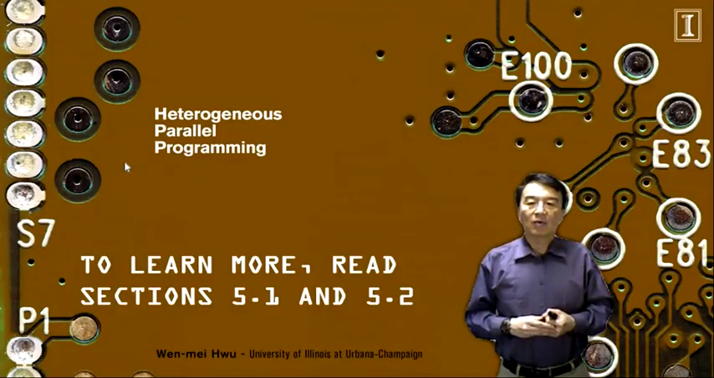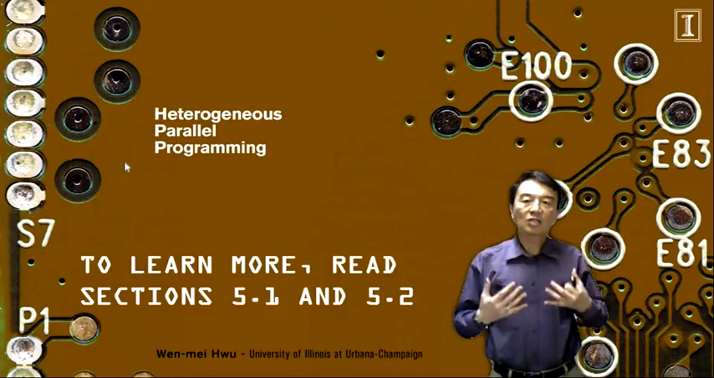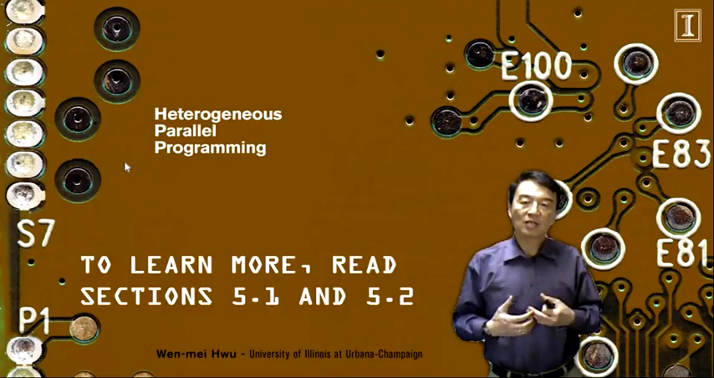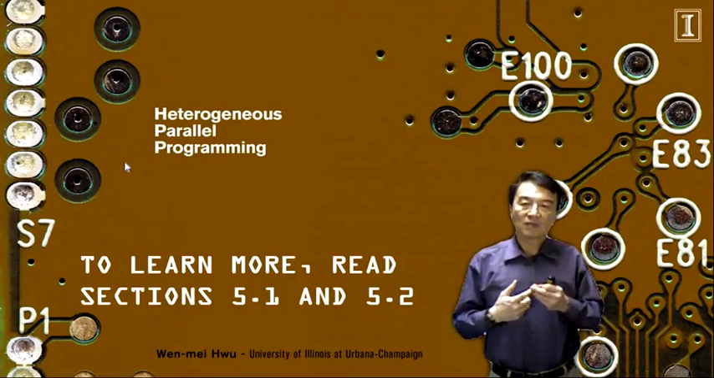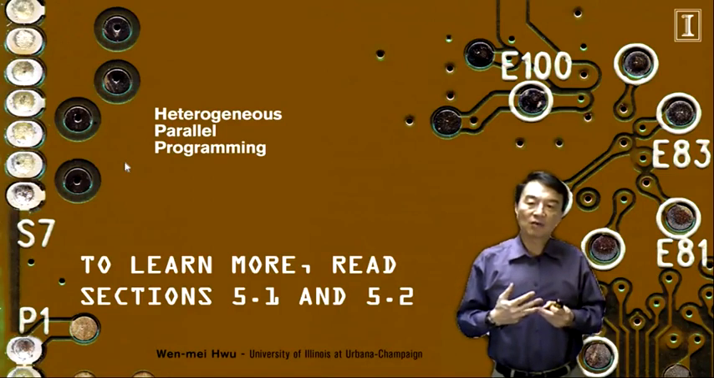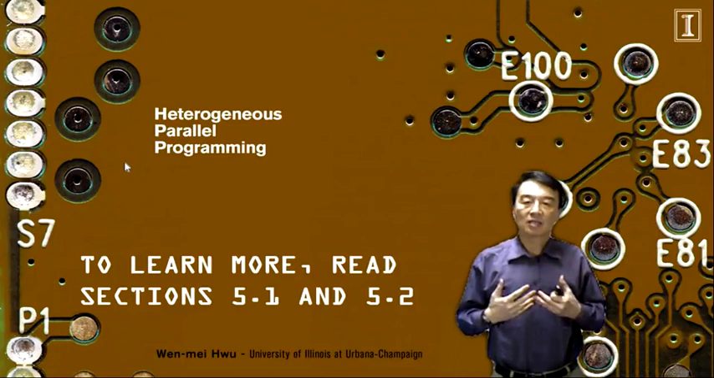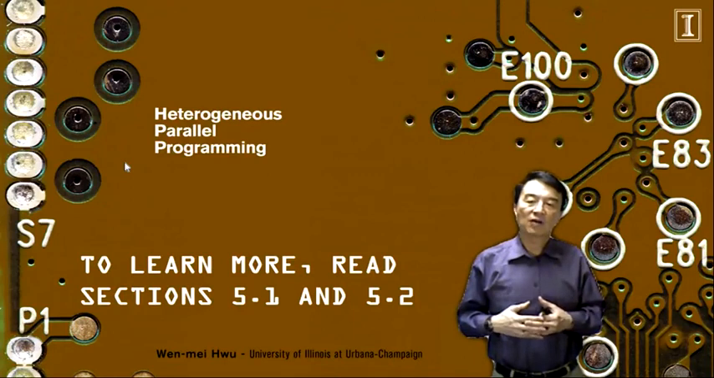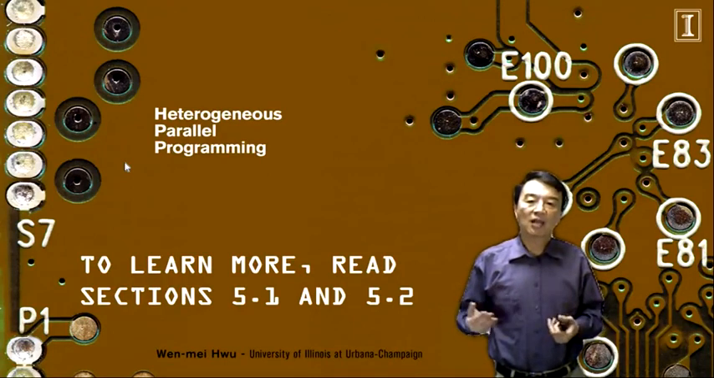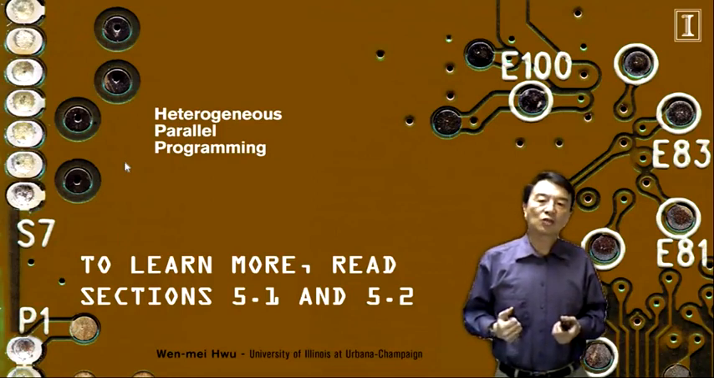So now you have a good basic understanding of the three levels of the memory hierarchy in CUDA. You have seen registers, you have seen shared memory, and of course you have seen global memory. If you'd like to learn more about the concepts and the usage of these different variables in different levels of the memory hierarchy, I'd like to encourage you to read sections 5.1 and 5.2 of the textbook.